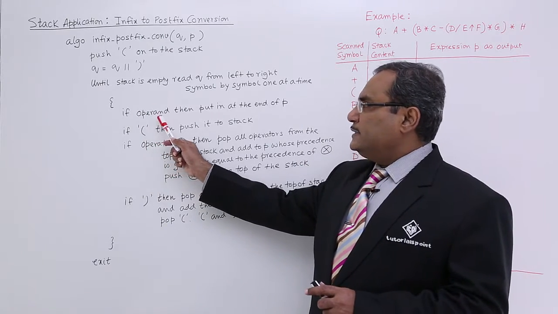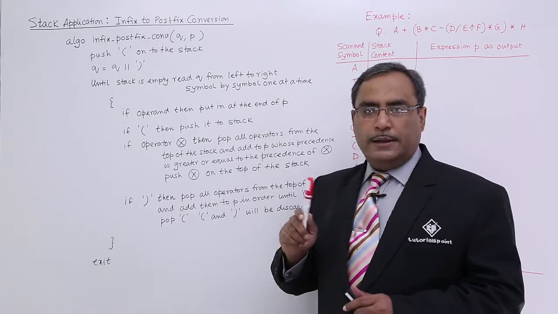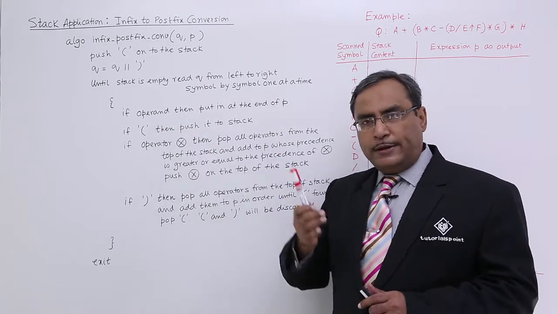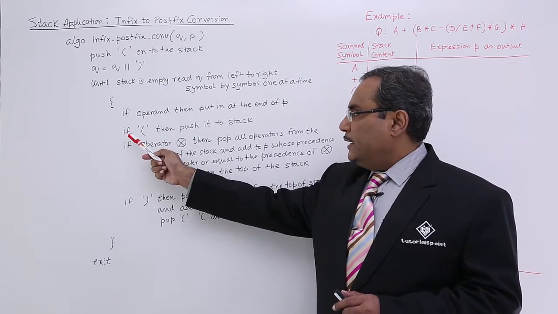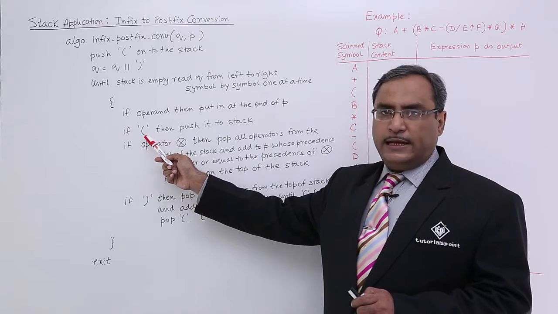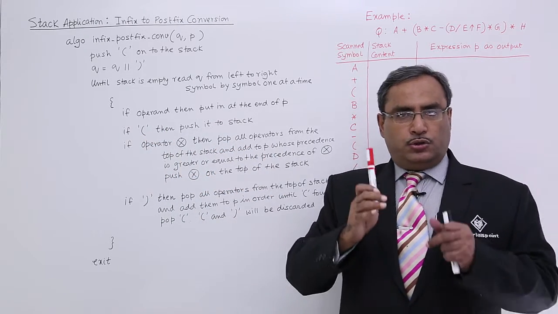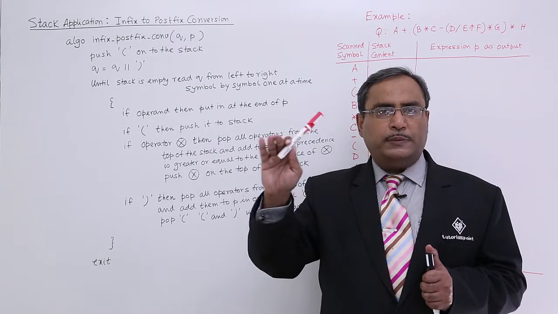If operand is encountered, then put it at the end of P. P is the output postfix expression. So, the respective operand will be concatenated at the end of P. If open parenthesis is encountered, then push it on the top of the stack.